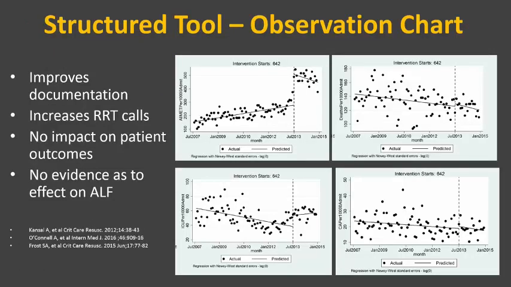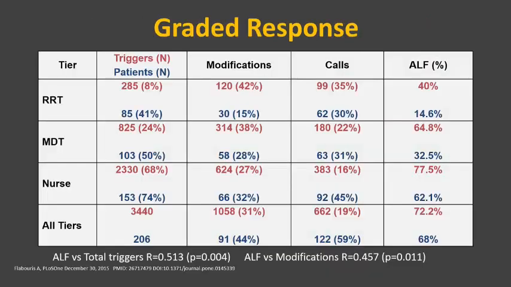So then we have our structured tool, our observation chart. We looked at this in our institution, and clearly it improves documentation. It probably even improves the number of vital sign parameters that are documented. But we found that in our institution, it increased rapid response team calls quite significantly, but it didn't have an impact on the basic performance measures. So our downward trend in deaths, ICU admissions, and cardiac arrests over time didn't alter. That trend still continued. So the structured observation chart didn't have an impact on that, even though it increased our calls substantially.